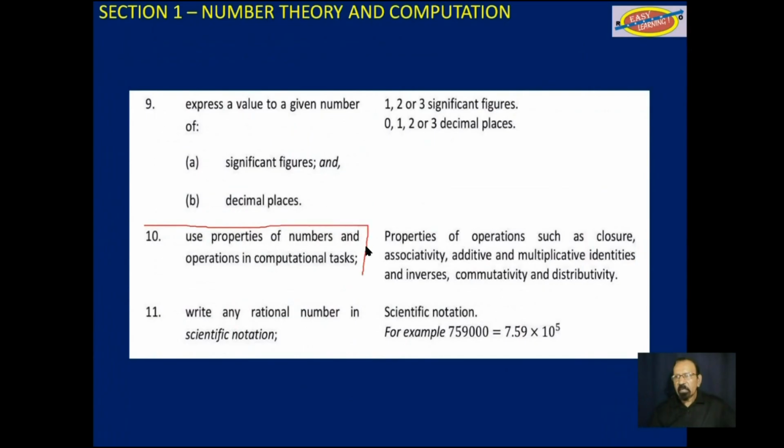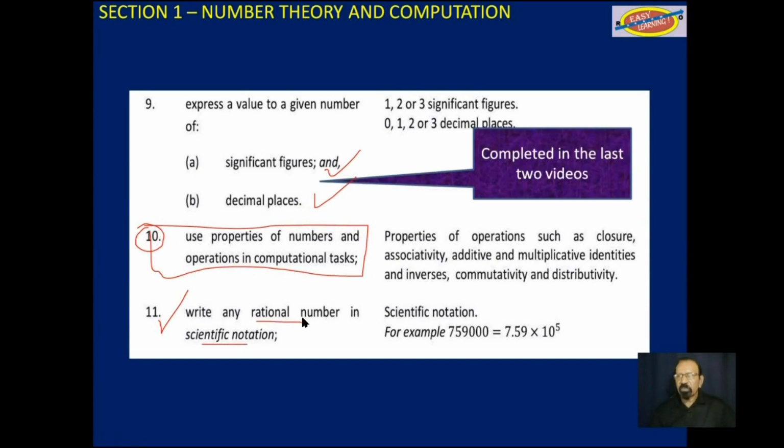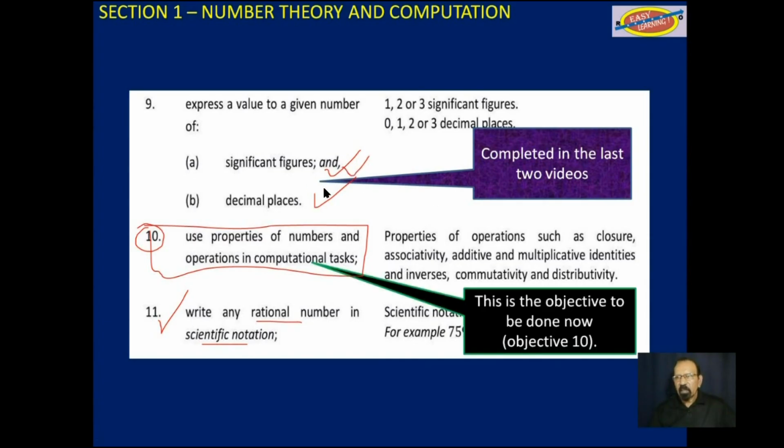Use properties of numbers and operations in computational tasks. We finish those two up there. Then we are now doing this one. And after that, of course, we will do this one: write any rational number in scientific notation. So those two were completed. This is the one we are doing now, and that will be the next one.